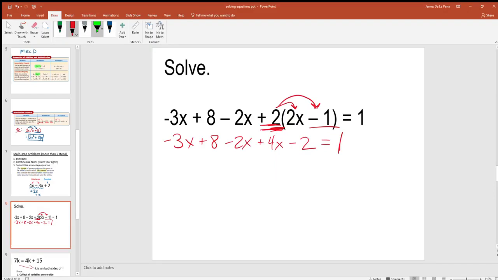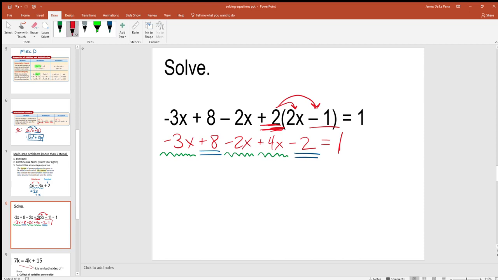Then we start combining our like terms. Let me use a green here. So we want to combine all of our x's into 1. And we want to combine all of our numbers, our constant values, into 1. So here we have a minus 3x, a minus 2x, and a plus 4x. Those are all like terms because they all end with x. Then we have positive 8 minus 2. So let's take care of our x's first.